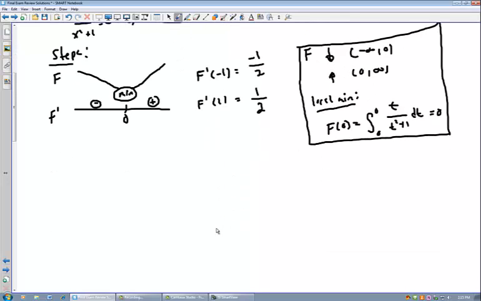Now we want to do concavity and inflection points. So that's basically the same steps, but instead of doing it for f, we do it for f prime. So now we want to figure out when f double prime of x is equal to 0 or undefined.